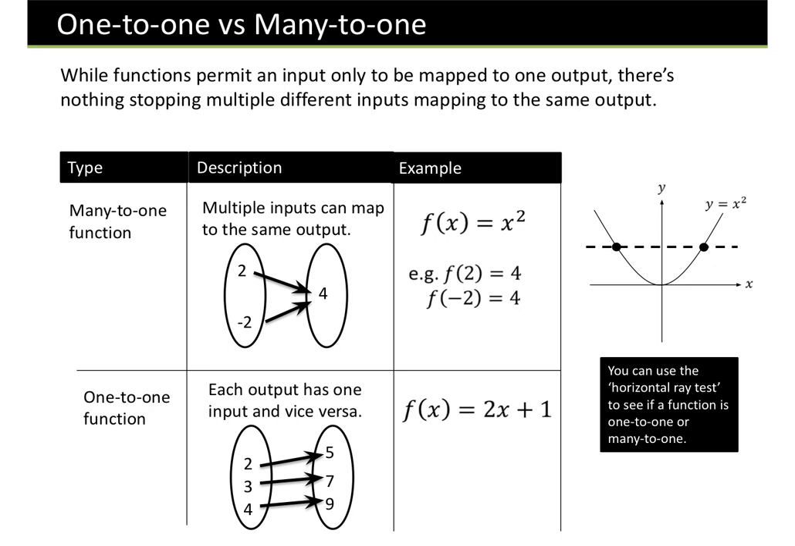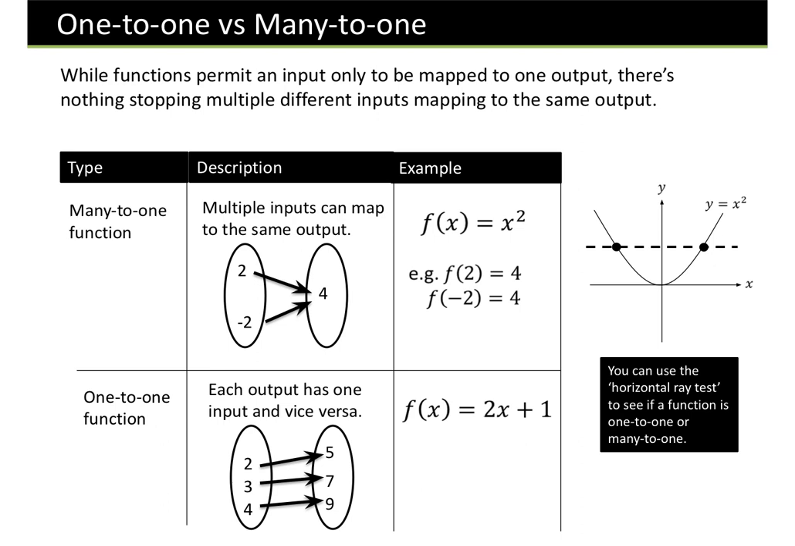All right, so we have two different kinds of functions we need to think about. We have one-to-one functions versus many-to-one. So while functions permit an input only to be mapped to one output, there's nothing stopping multiple different inputs being mapped to the same output. I was trying to allude to this earlier when I was talking about 2 squared and negative 2 squared.